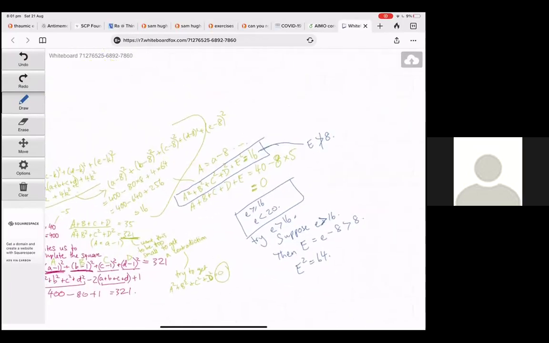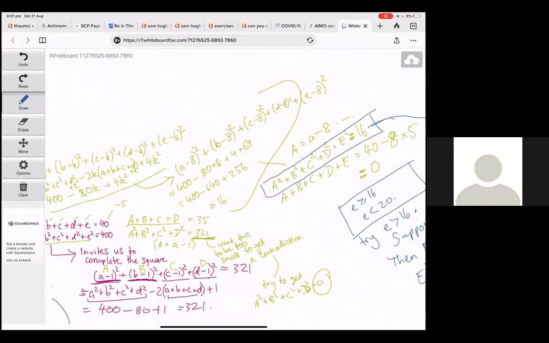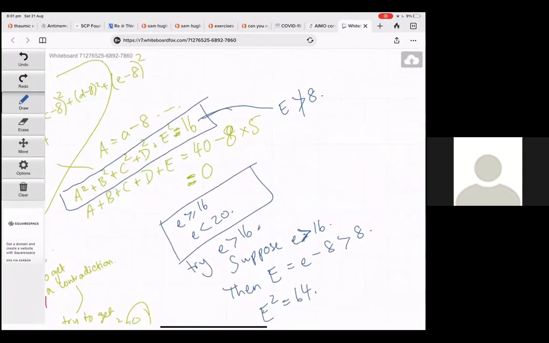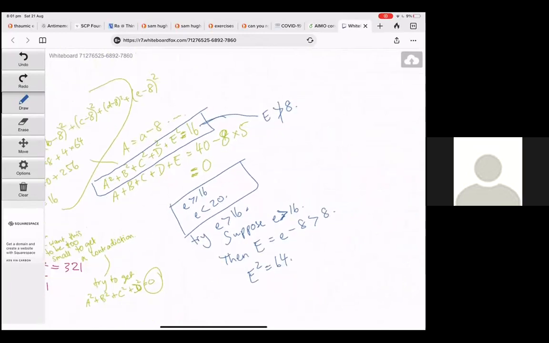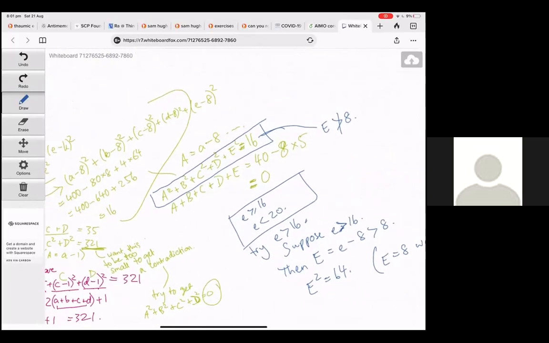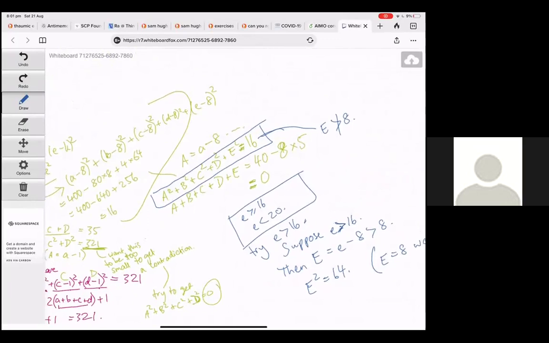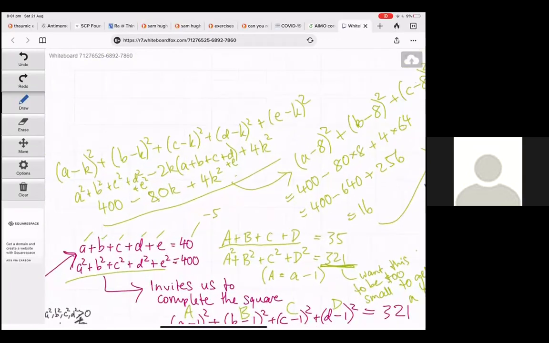Wait, something feels a bit wrong. What have I done? Something feels wrong because E should be equal to 8, because we already saw that E equals 8 works. So I shouldn't get a contradiction just yet. What has happened? So I think this thing here might have been wrong. Oh, 5 now, right? Should be a 5 because I forgot about my E's.